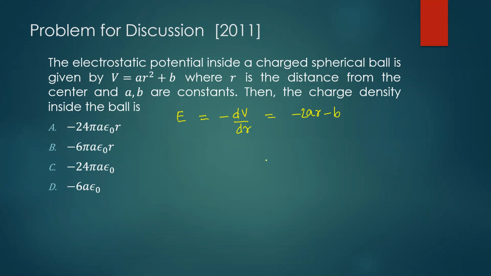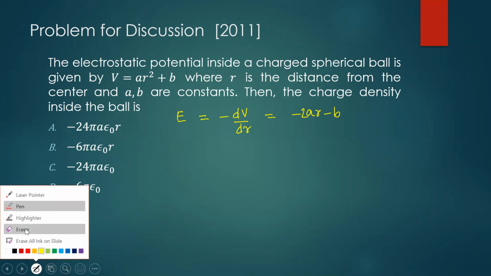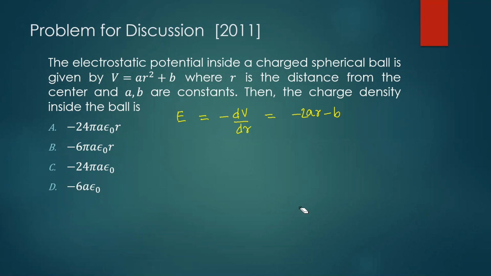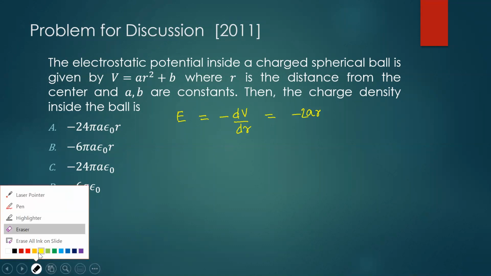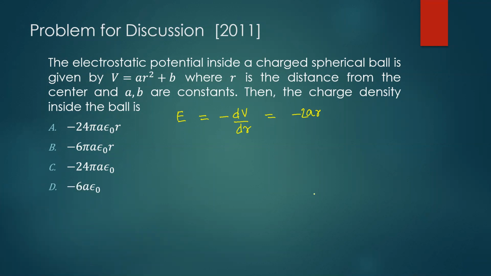Now we want to find the charge density inside the ball. How would we get b? Oh, sorry. That's a mistake. That's a constant, right? Why did I write minus b? I have no idea. That's my crazy brain giving me wrong ideas. Thanks, beta, for pointing that out. So we have only minus 2ar.